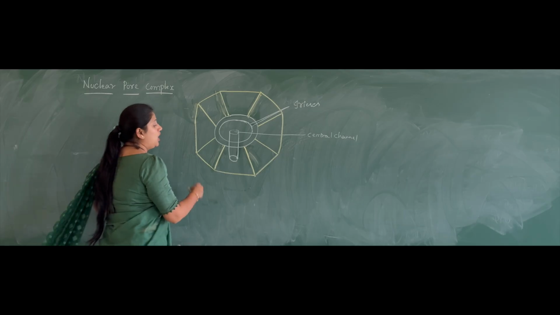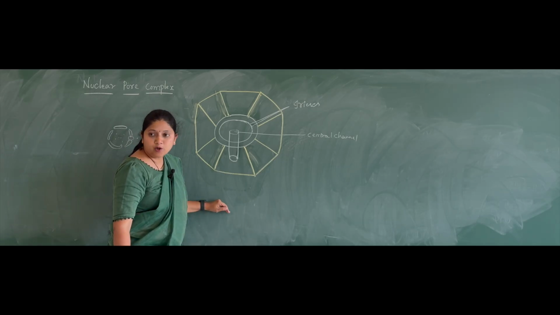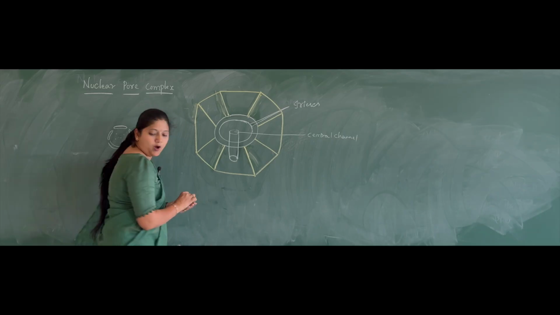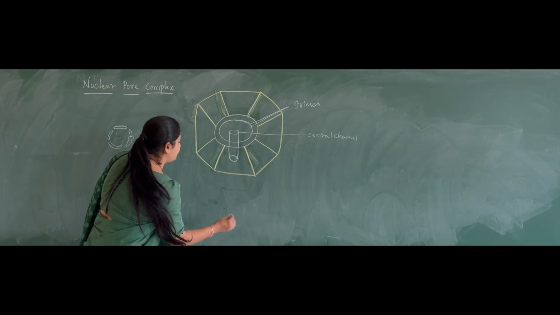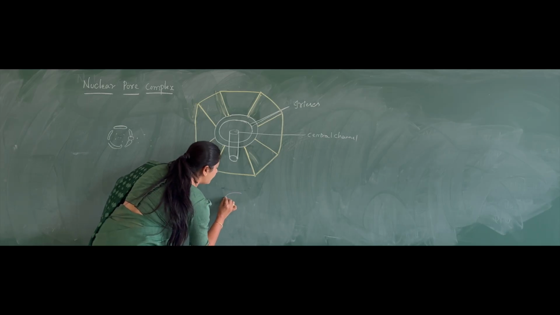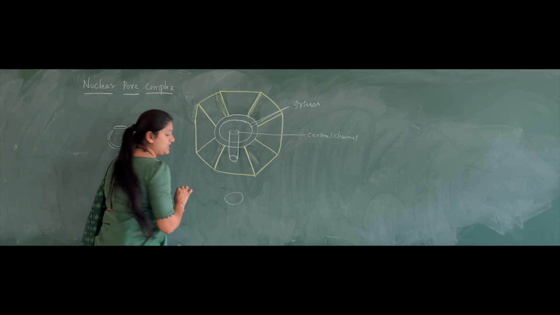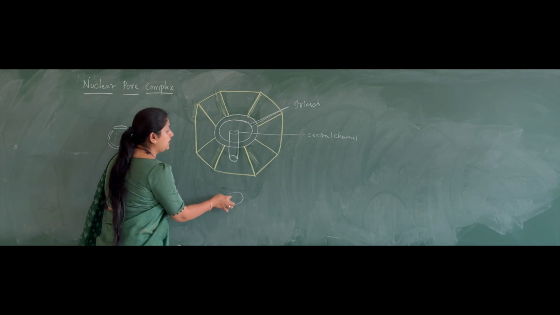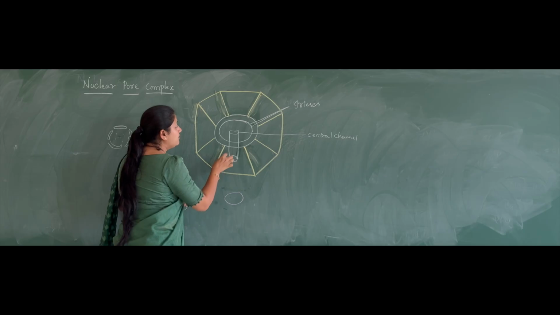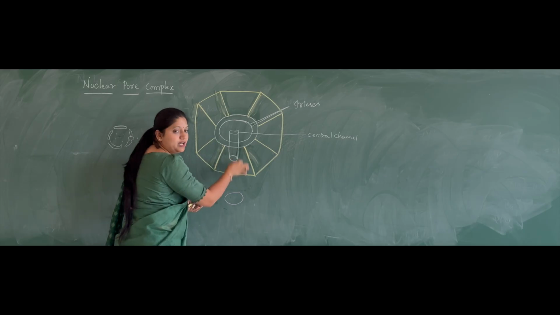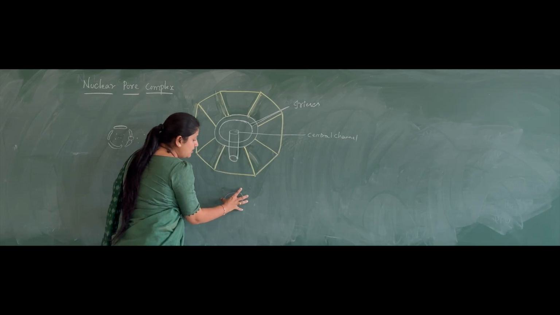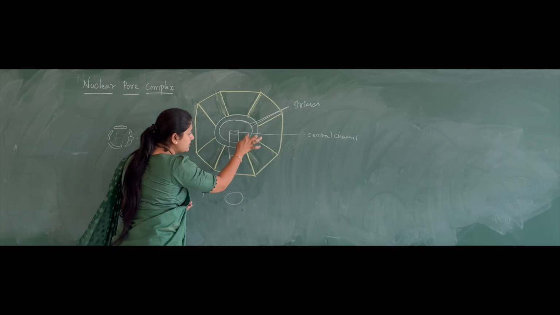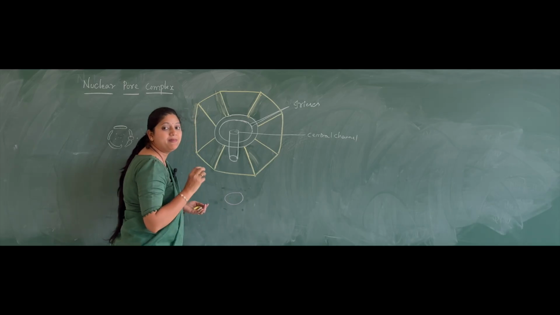However, on the side of the nucleoplasm, there is a small basket present like this, and this small basket is again connected to this central hub with the help of 8 filaments. So one ring along with the filaments is called a basket.